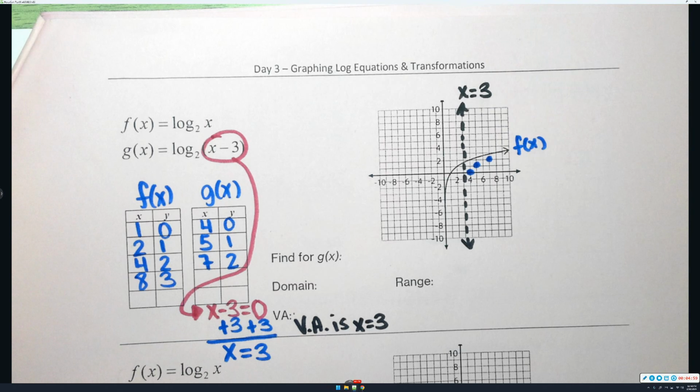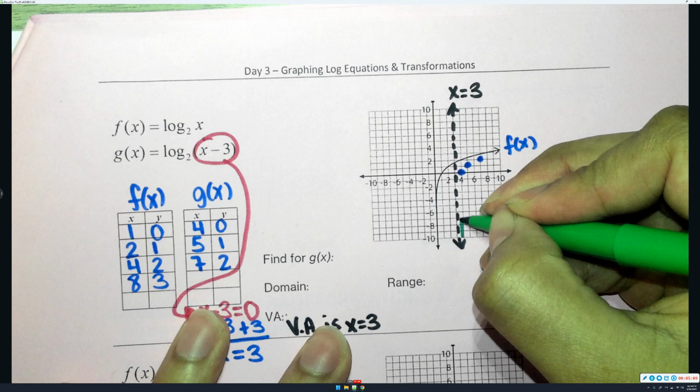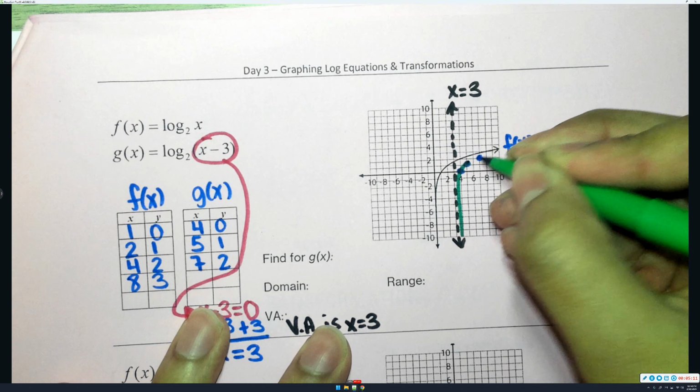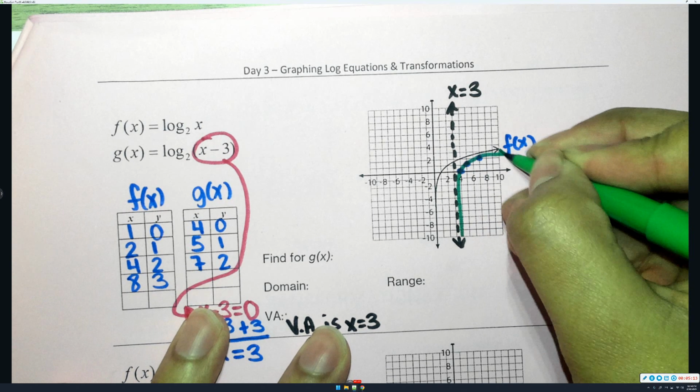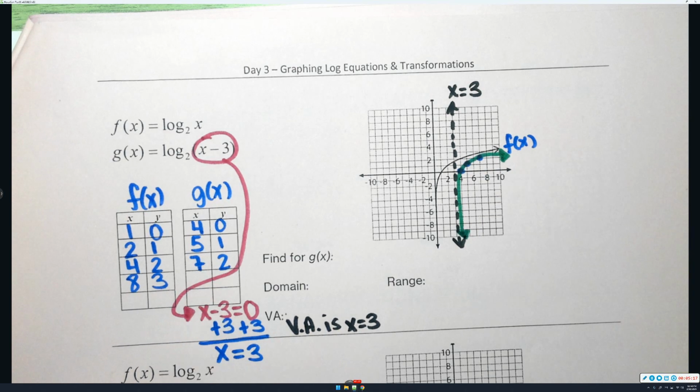Now, we're going to do what? We're going to connect these points and give a rough idea of what the log function will look like. In this case scenario, the log function will look something like this. It doesn't have to look perfect. It's just a rough sketch. Make sure that you put arrows on each end.